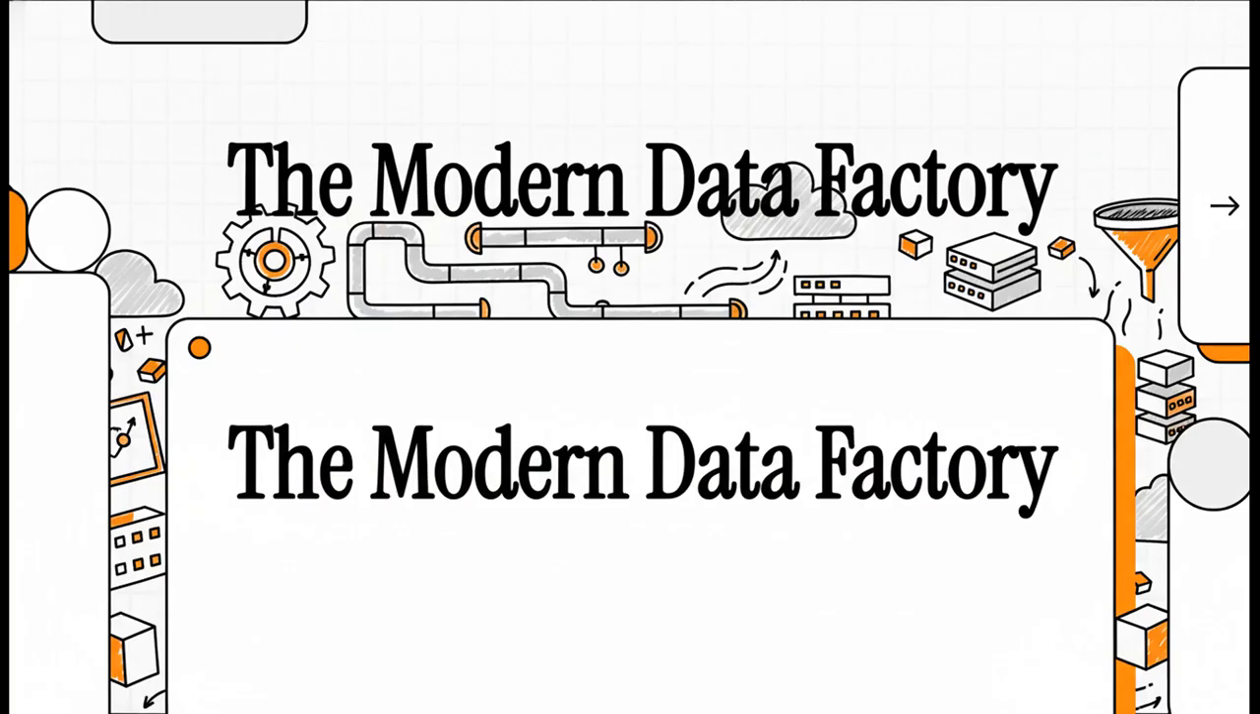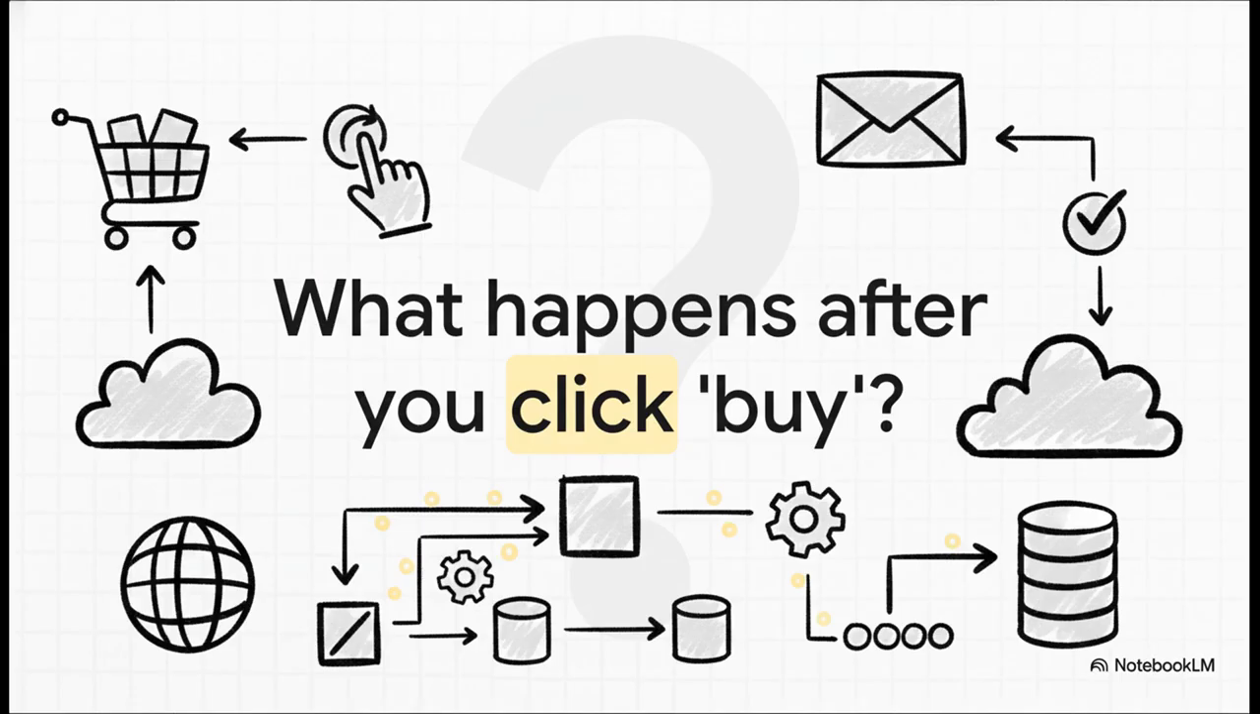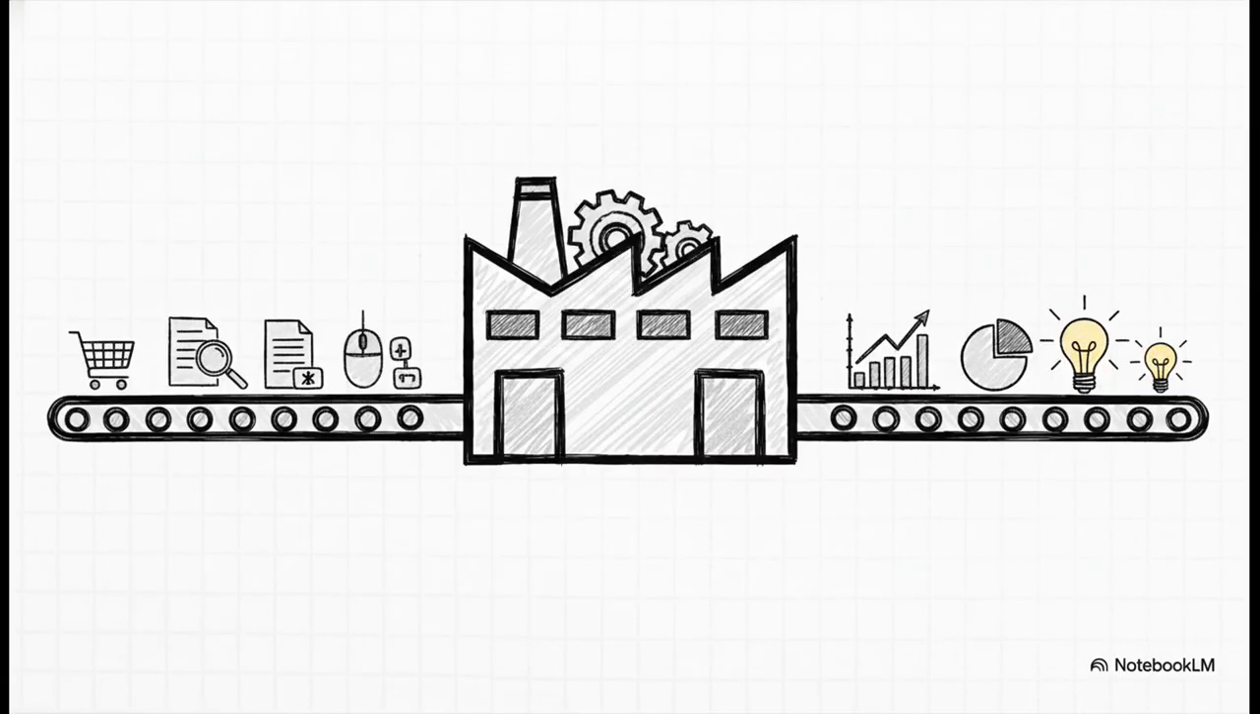Let's get into it. So, just for a second, think about the last time you bought something online. You find what you want, you hit that buy button, and poof, a confirmation email lands in your inbox. But what really happens behind the scenes? Where does that click go? Well, that one little click sends your order on this incredible journey through what is essentially a high-tech data factory. And in this factory, data is the raw material, and business insights, well, that's the finished product.